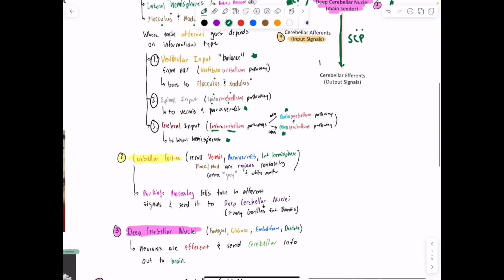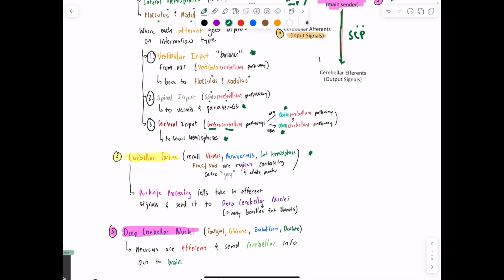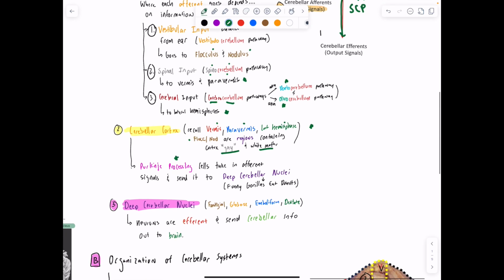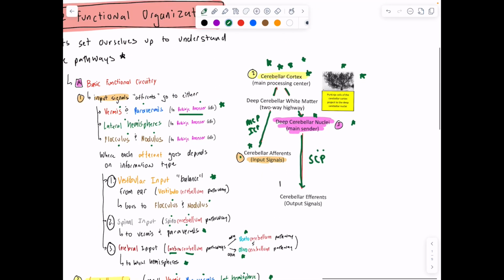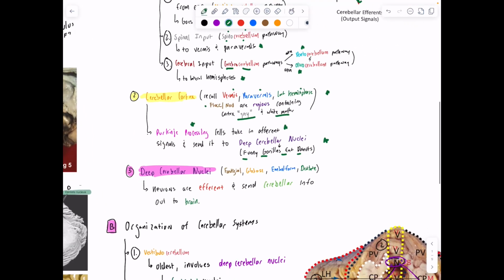the input signals, they get to this cerebellar cortex. Again, that's going to be one of these regions. And they're going to contain, the cortex, which is gray matter, and then below that, white matter. Purkinje processing cells are going to be located there. They're going to take in the afferent signals, and they're going to send it to our funny gorillas eat donuts, or deep cerebellar nuclei. That said, this diagram right here should actually include something like this. You have also a direct pathway to these deep cerebellar nuclei, which we'll see later.